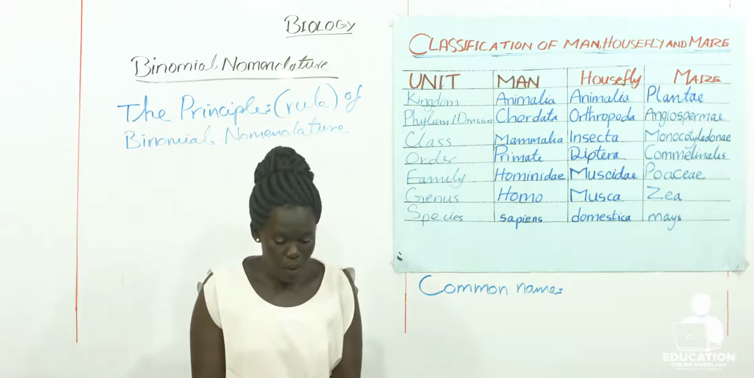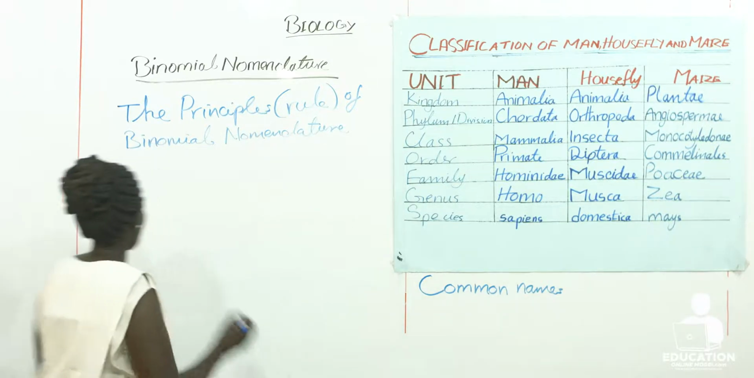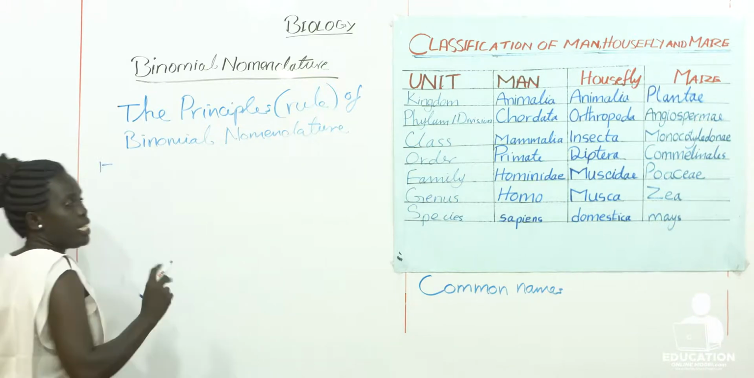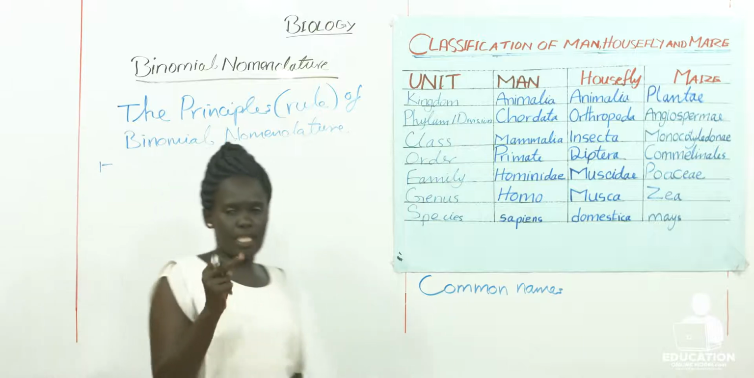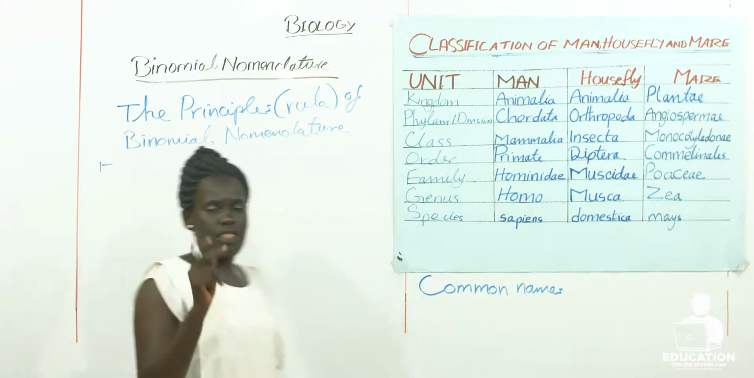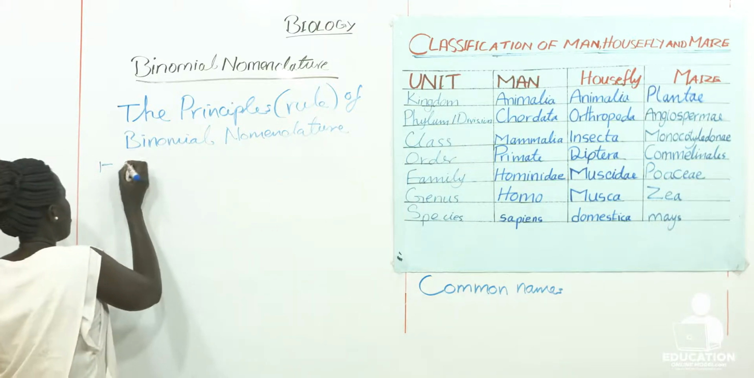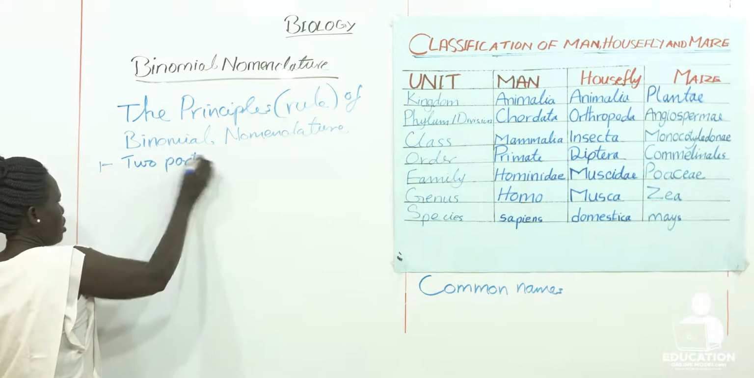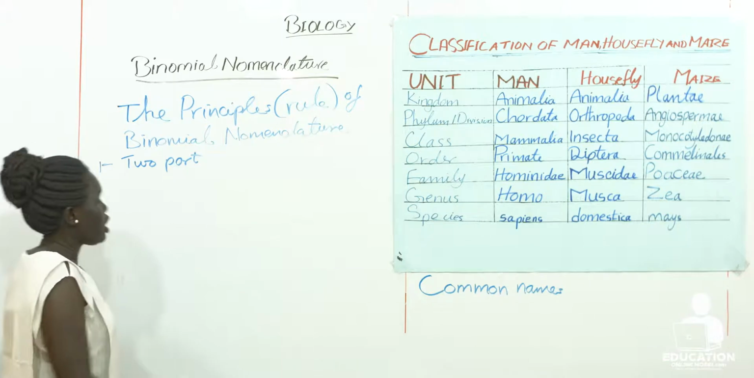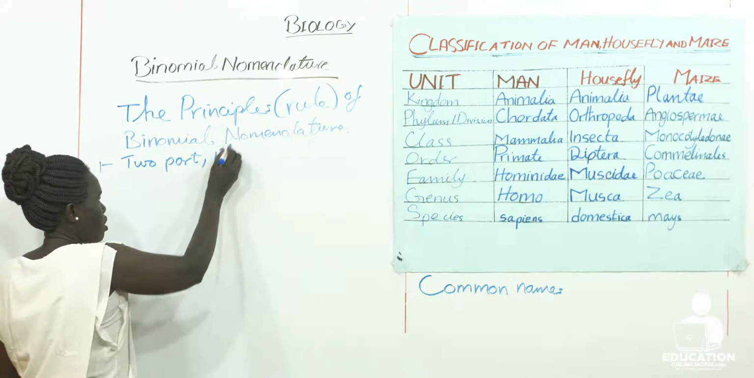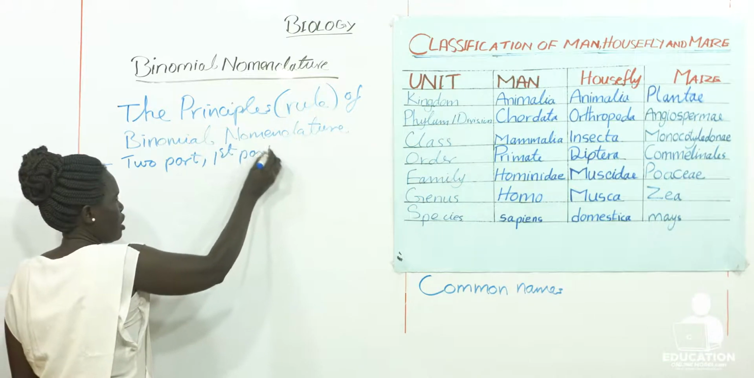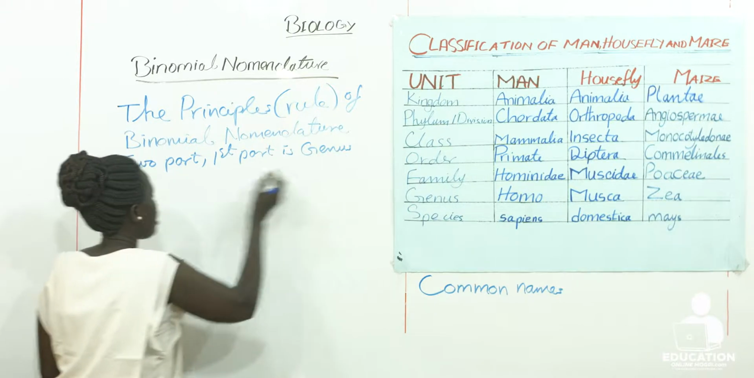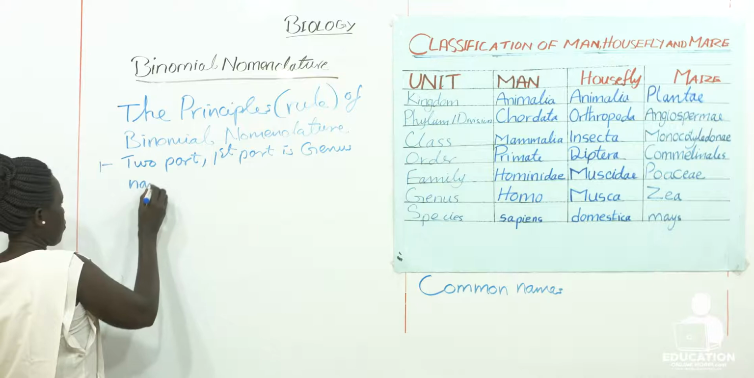So rule number 1 says that the scientific name is made up of 2 parts. The first part is the genus name.